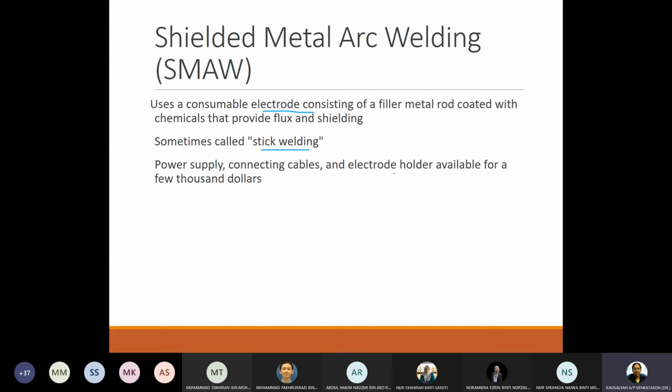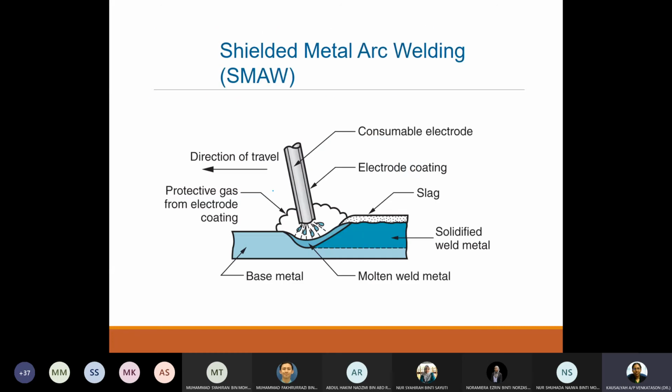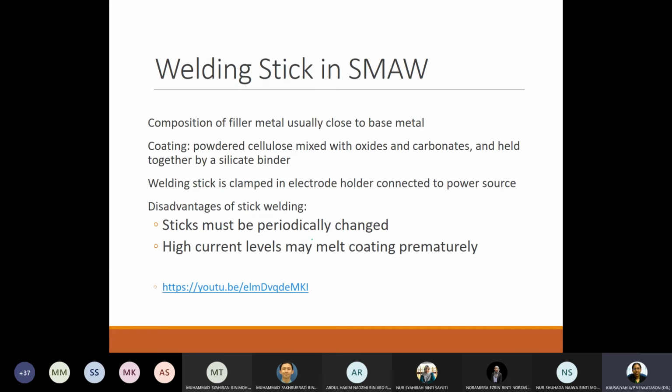The power supply, connecting cables, and electrode holder usually amount to a few $1,000s, so it is not a cheap process. So this is the schematic diagram of the weld, which travels in this direction. You have your protective gas from the electrode, and you have your consumable electrode, which is consumed as the arc is produced. And you have an electrode coating. This is the solidified metal, which is forming across the movement. You have your base metal and you have your molten metal over here.